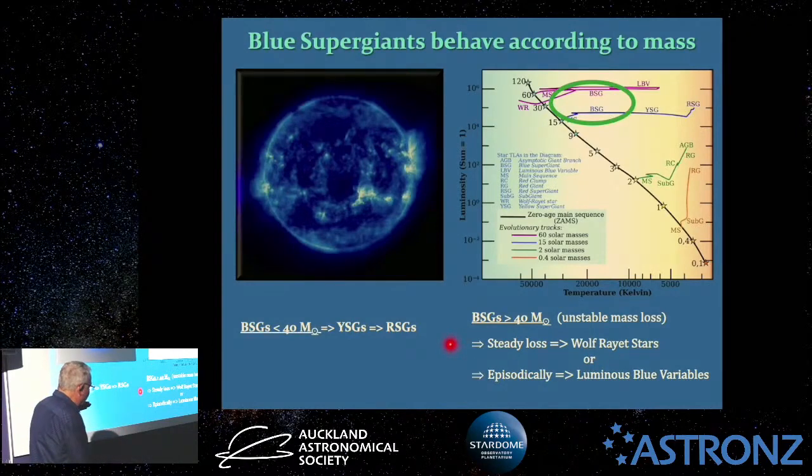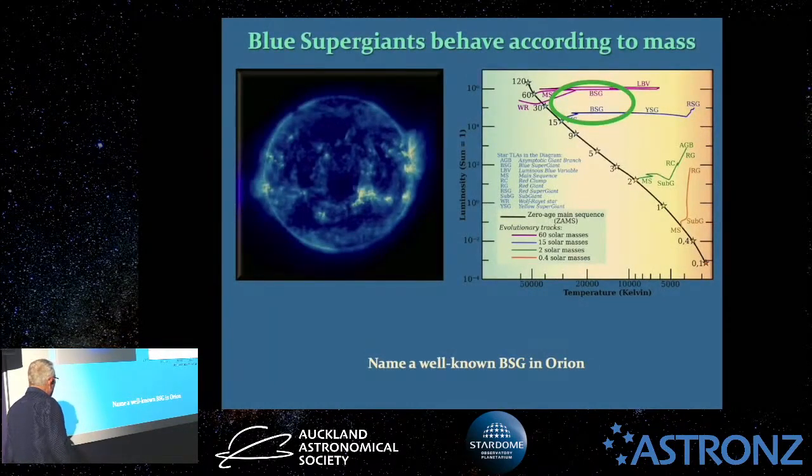And we're going to go through this with a flow diagram, bring all this together later on too. Or they can lose mass episodically, in an unpredictable, big, dramatic, sudden burst of material. And they create what they call luminous blue variables, which we will talk about. So that's here. Blue supergiants, what happens to them depends on their mass.